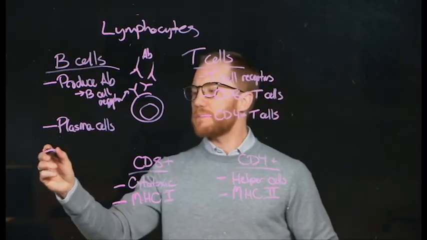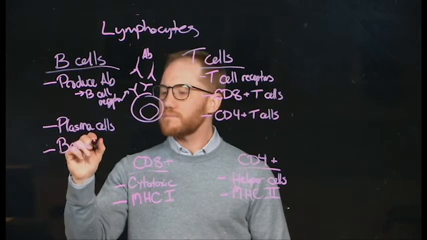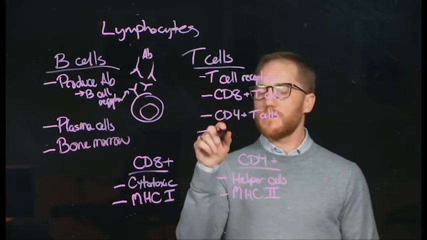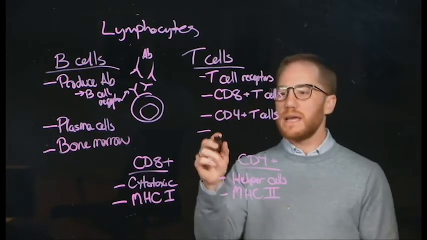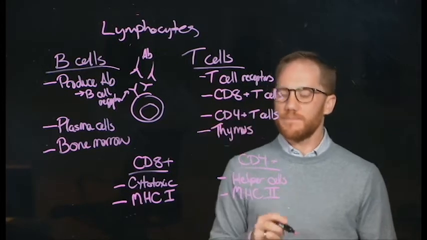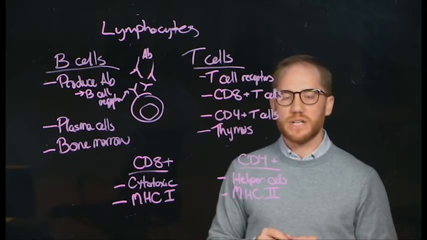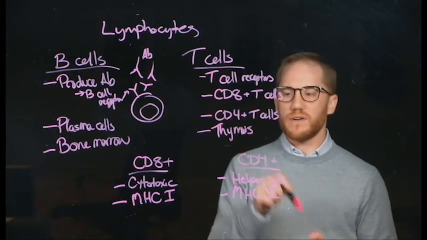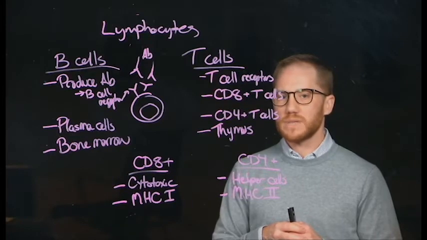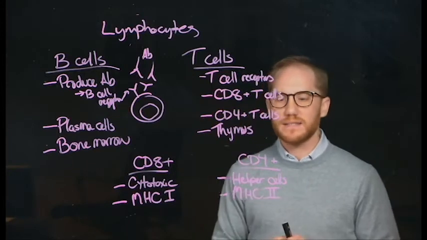The other main difference between B cells and T cells is that B cells are produced and mature in the bone marrow early on. Whereas T cells are produced in the bone marrow and then they go out and populate the thymus, where they become differentiated. This thymic education and differentiation of T cells is really important in the development of the immune response, and we talk about that in class as well.